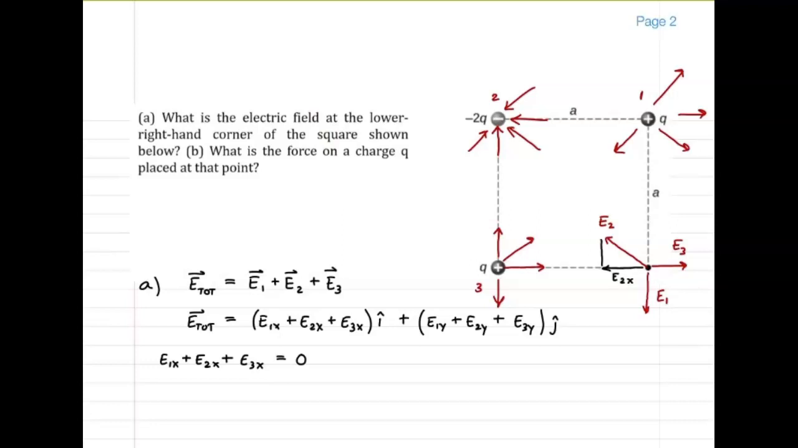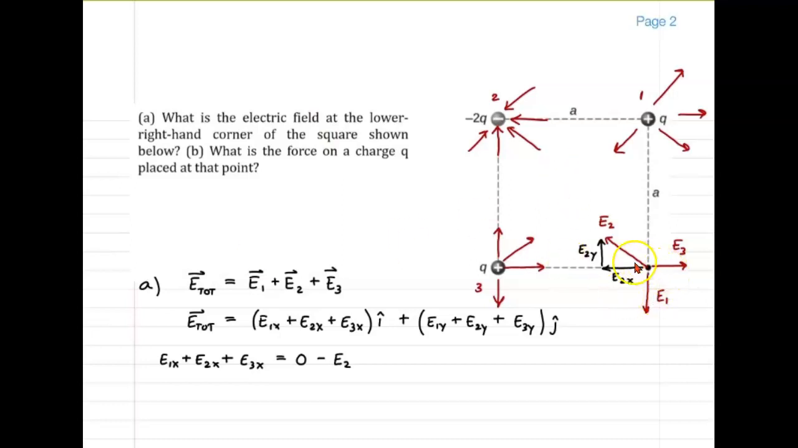Remember, you draw a little triangle, and then the y component will be that. So that'll be E2x, and that'll be E2y. Now E2x is pointing to the left, in the negative direction, so it'll have a minus sign. So minus, right? And we're going to say minus times the magnitude of E2 times whether it's a sine or cosine.